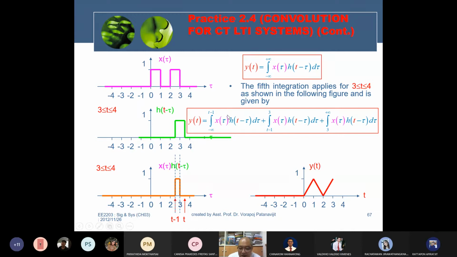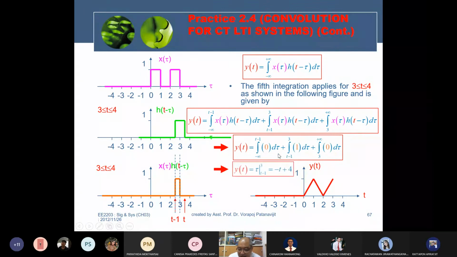The integration can be separated into minus infinity to t minus 1, t minus 1 to 3, and 3 to plus infinity. For this case, the first and the third parts equal 0. Only the middle one remains, integrate d tau. Integrate 1 d tau gives you tau, and you substitute the range between t minus 1 and 3. When you substitute them, it gives you minus t plus 4.